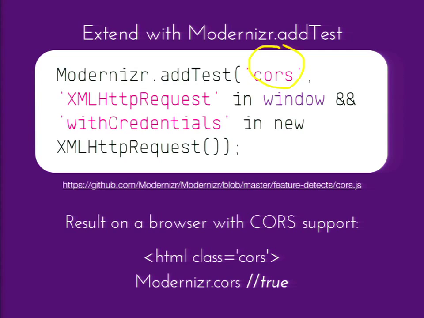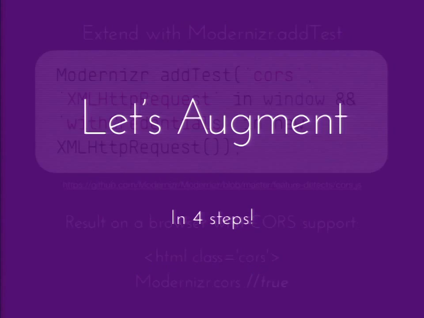And then basically this would have to be true, and this would have to be true. And if they're both true, then the test comes back as true, and you can work with it from there. And so I just got this from the GitHub repository. There's tons of different tests there, and usually you'd want to add something like this to your Modernizr build, but you have the ability anywhere in your document to add a test like this, or in your module or theme, or whatever.